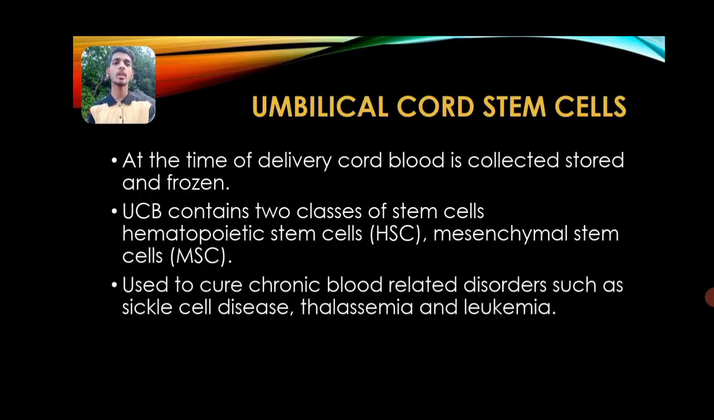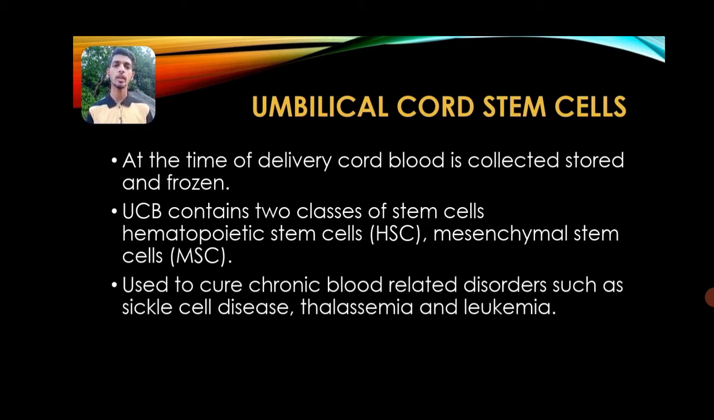So next are the types of stem cells, and the first type is umbilical cord stem cells. Umbilical cord means at the time of delivery, cord blood is collected. After the birth of the child, the umbilical cord blood is collected, stored and frozen. The blood contains stem cells. These stem cells have the capability to regenerate or cure very difficult diseases which can affect a human in the future, and which have no cure and no medicines to cure within a few weeks.